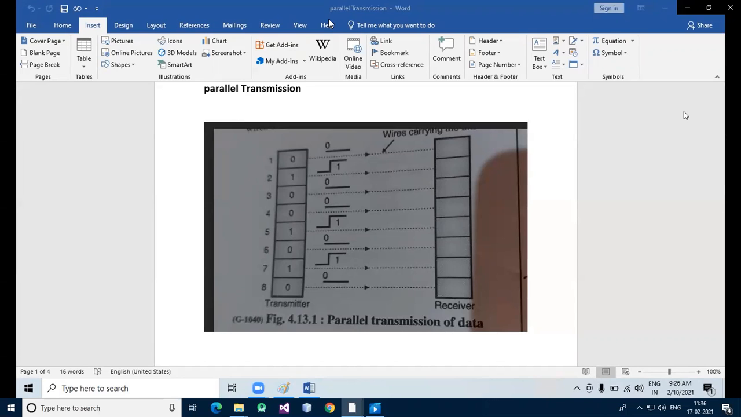This type of transmission requires multiple wires, right? So parallel transmission is possible practically only if two devices are close to each other. Example: computer and printer.